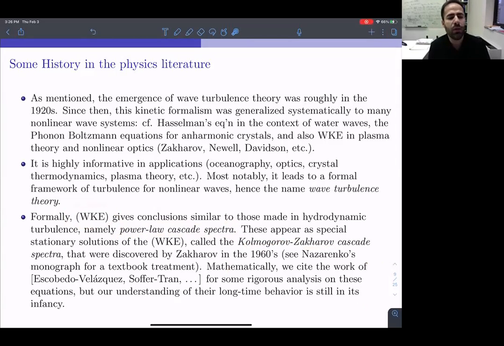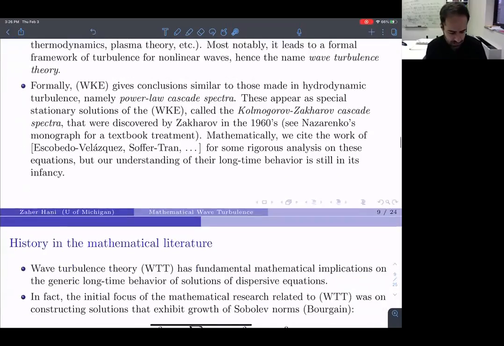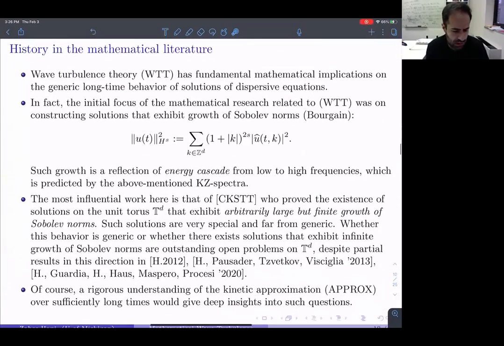Okay, but in a way, we are still very far from putting this part of the theory on rigorous foundations, even though, as we will see today, we have made considerable progress in terms of putting the wave kinetic equation on rigorous grounds. So in terms of history in the mathematical literature, wave turbulence theory has fundamental mathematical implications on the long-time behavior of solutions for dispersive and wave equations.